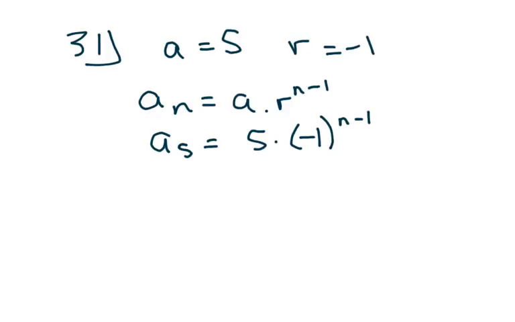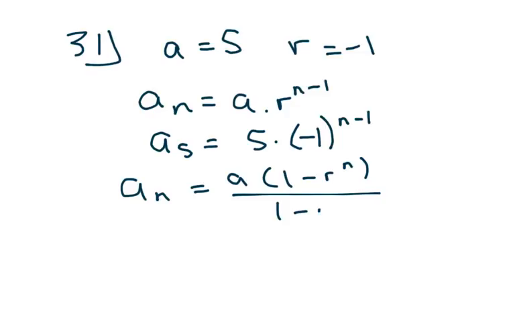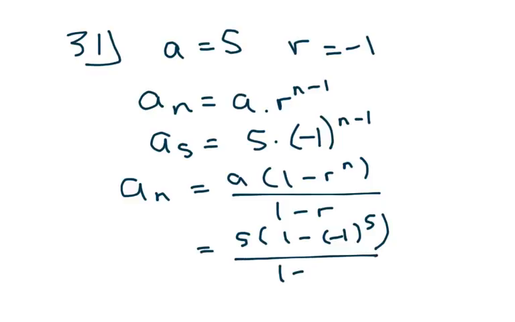What else do we have to do? Oh, we have to find the sum. So we're going to use our formula, a sub n equals a times 1 minus r to the n over 1 minus r, which equals 5 times 1 minus negative 1 to the fifth power, we're looking for the fifth term, which is going to keep that negative, over 1 minus r, negative 1, which is actually going to be 2. So when you work all that out, you're going to get 5. All right.